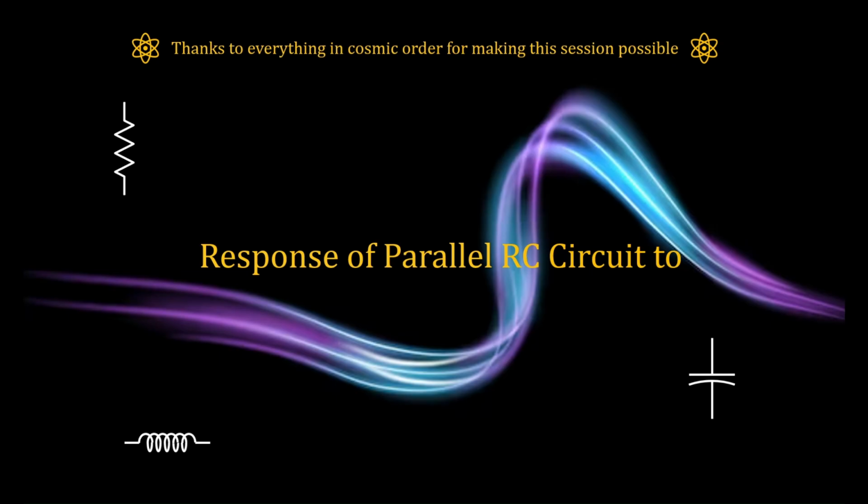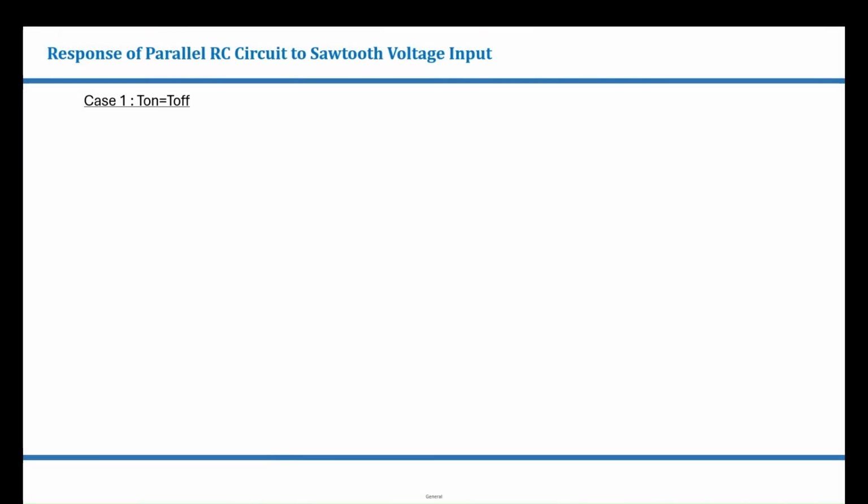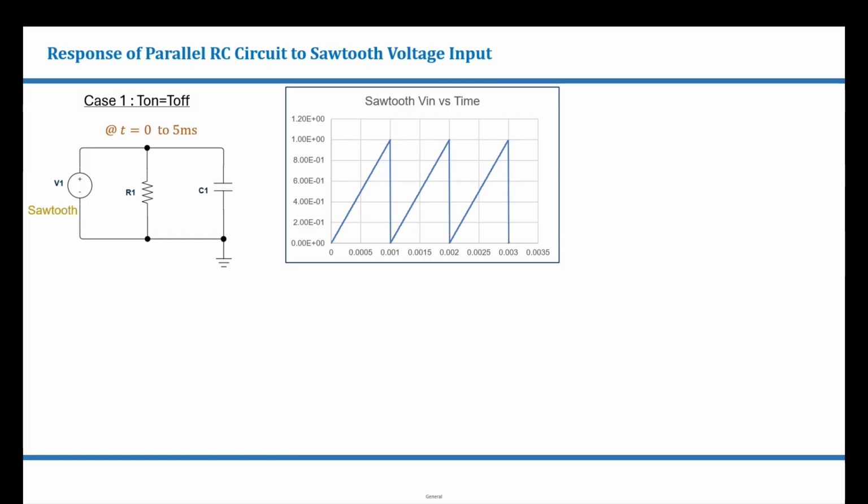Today we will analyze the response of a parallel RC circuit to a sawtooth voltage input. Consider an RC circuit. Resistor is equal to 1 kilo ohms, capacitor is 1 nanofarads. Input is a sawtooth waveform with amplitude 1 volts and time period to be 1 milliseconds.